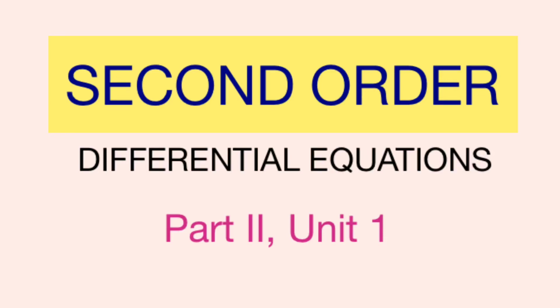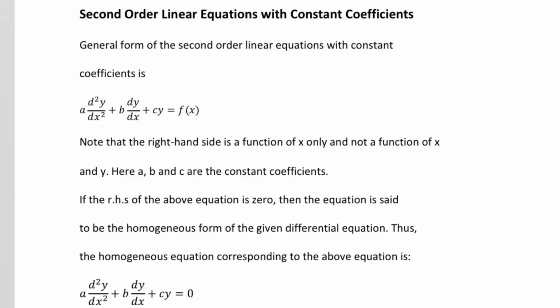In this video, we will discuss second order differential equations, part 2, unit 1. The general form of the second order linear equation with constant coefficients is as shown here: a into d2y over dx square plus b into dy by dx plus c into y is equal to f of x.